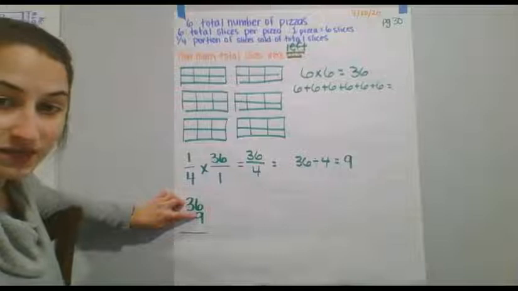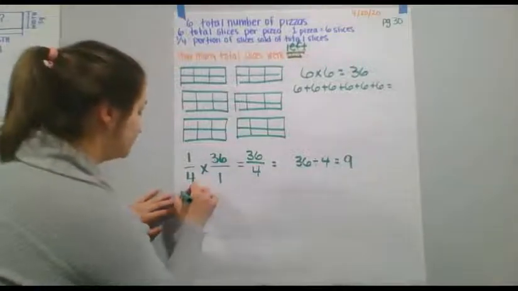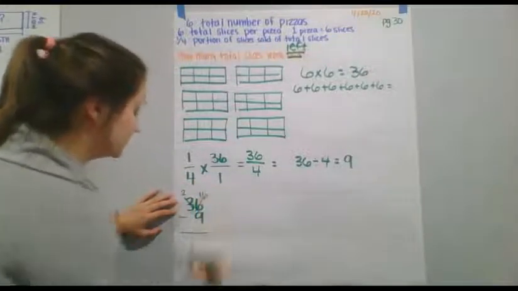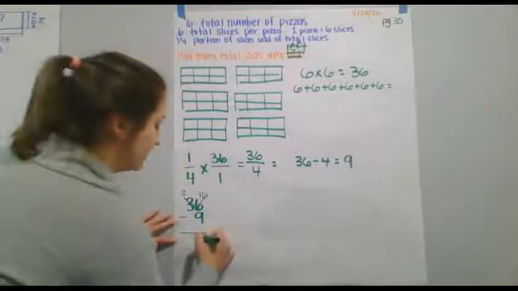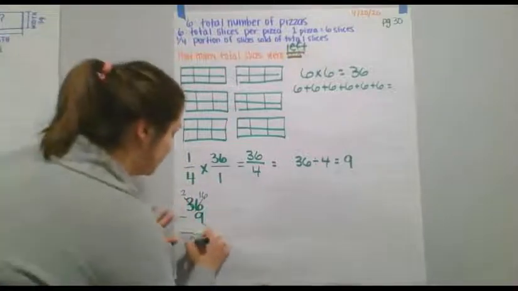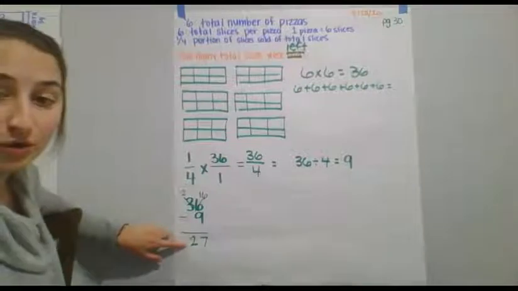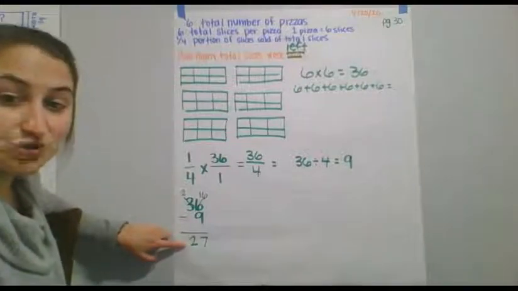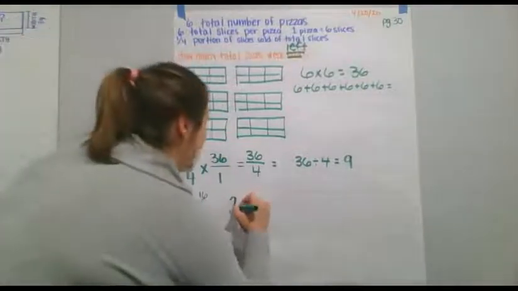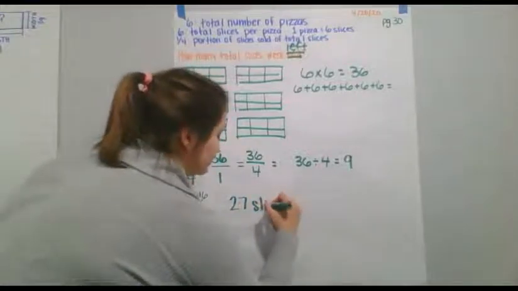So 6 minus 9 we can't do, so I'm going to borrow, make this a 2. This becomes 16. 16 minus 9 is 7. 2 minus nothing is 2. So our answer actually is 27. We have 27 slices that are left.